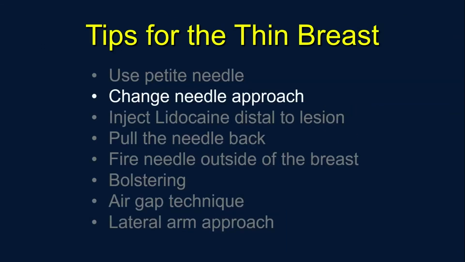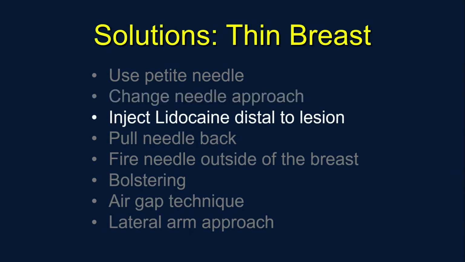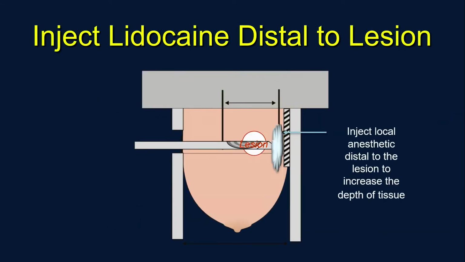Other approaches: try to change the needle approach. Of course, we usually select our best approach to start with, but sometimes when that doesn't work, switching to the orthogonal plane may change the location of the target enough to allow safe insertion of the needle. Also, if your negative stroke margin is only minimally negative, you can consider injecting local anesthetic agent distal to the lesion to increase the depth of the tissue slightly.